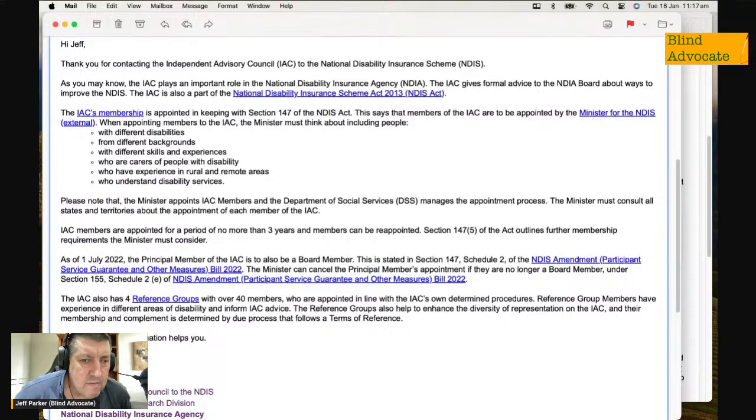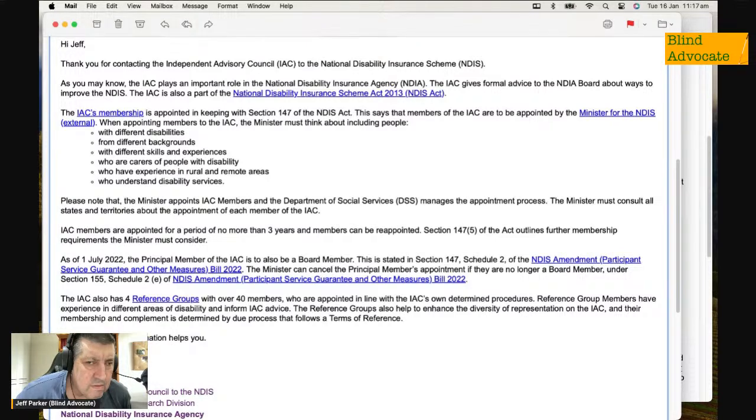This says that members of the IAC are to be appointed by the Minister of the NDIS External. When appointing members to the IAC, the Minister must think about including people with different disabilities, from different backgrounds, with different skills and experiences, who are carers of people with disability, who have experience in rural and remote areas, who understand disability services. Please note that the Minister appoints IAC members and the Department of Social Services, DSS, manages the appointment process. The Minister must consult all states and territories about the appointment of each member of the IAC.